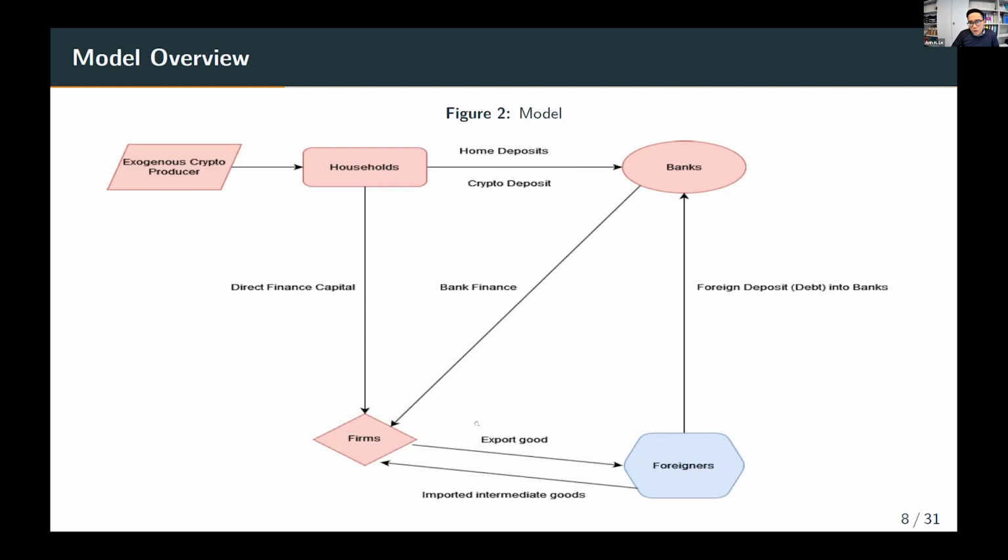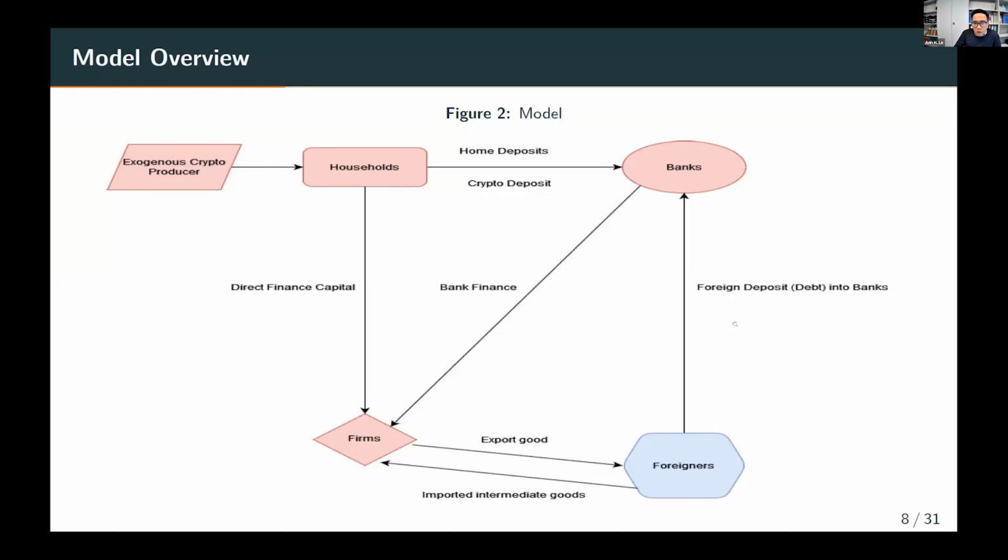So for viewers without much knowledge of how the macro model works, let's take a look at the model overview. For simplicity, the model has the household, a banking sector, and the firm, which produces goods. The household puts deposits into the bank, and also holds some crypto, and gets some return rate. The return rate for crypto is the change in the price of the crypto, so it's not affected by the central bank's monetary policy, at least not directly.